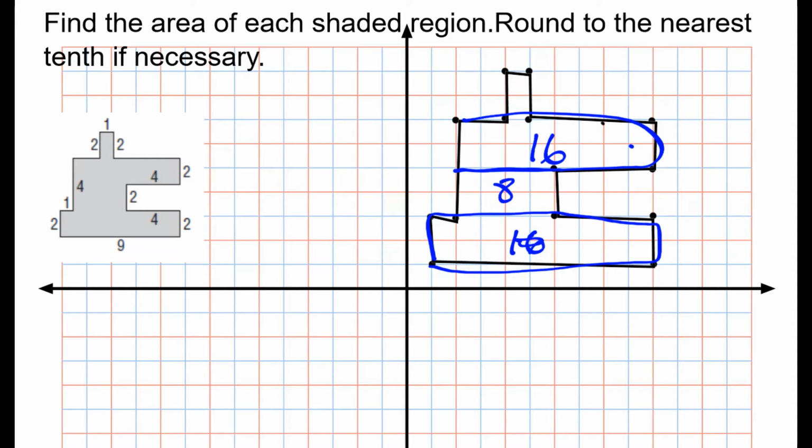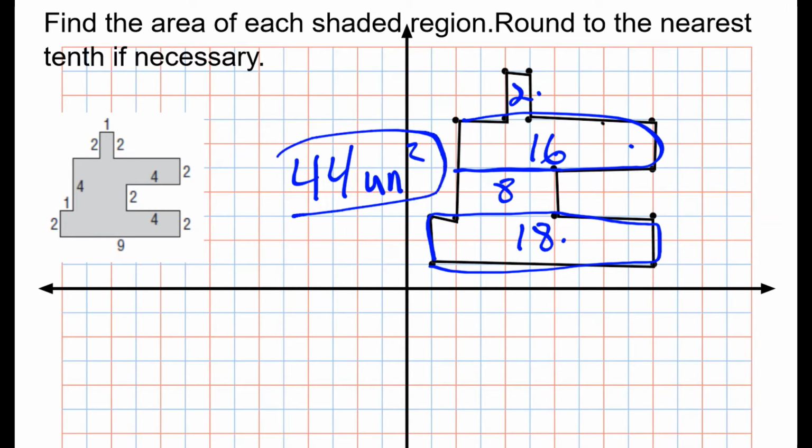down here, I think I miscounted. Okay, so 2, 4, 6, 8, 9. That would have been 18. And we got an area right there of 2. So if I add all these up, 18 and 2 would give me 20. This would be 36 plus 8. That would be 44 square units.